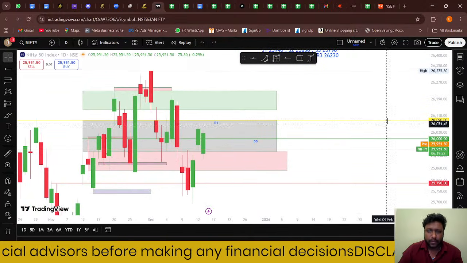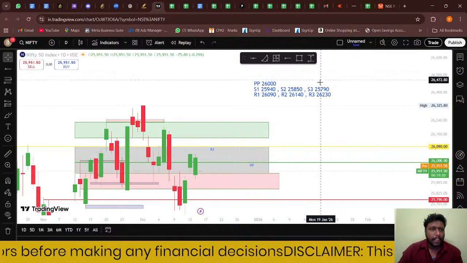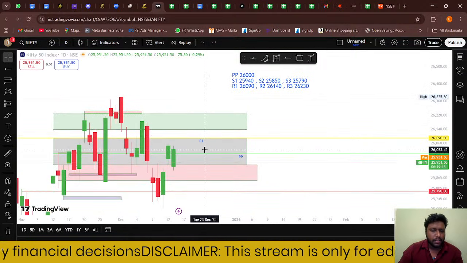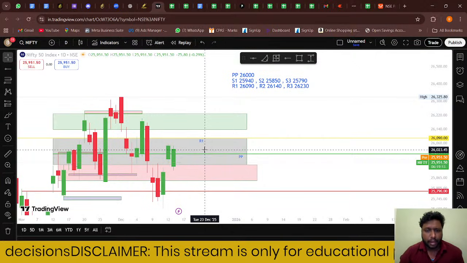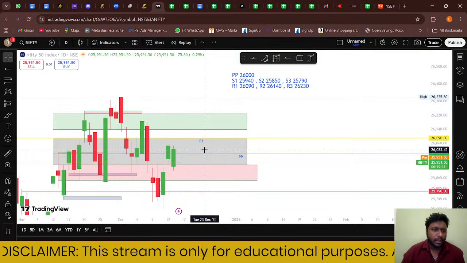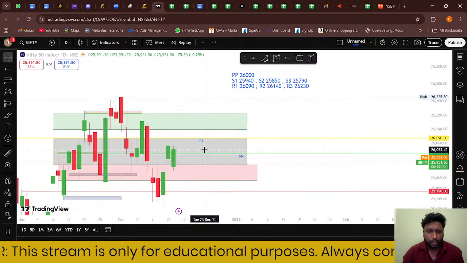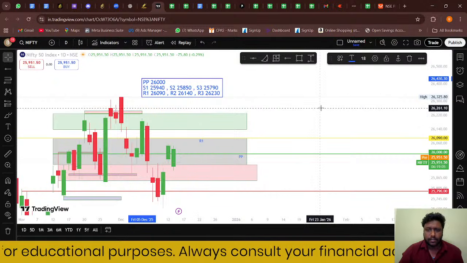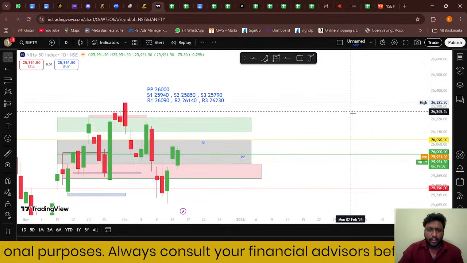So these are the levels with respect to Nifty 50. You can consider these levels to plan your trade, your partial booking levels, as well as your trailing stop loss. So you can utilize these levels with regard to the kind of setups and entries you have been taking.